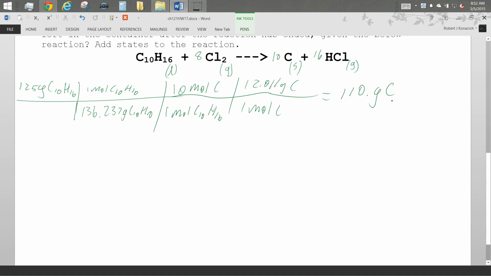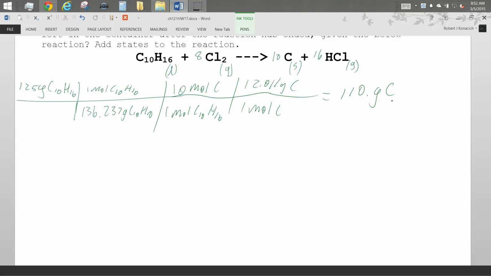Okay, so what does this tell me? That for every 125 grams of that, you can make 110 grams of carbon. So if I have 125 grams of C10H16, I can make 110 grams of carbon if you have enough chlorine gas to make the reaction run.